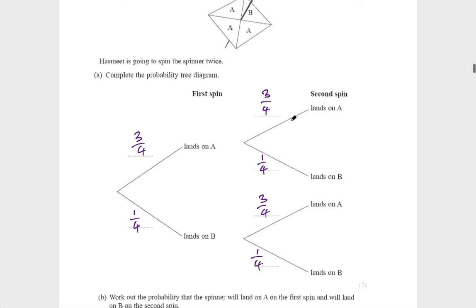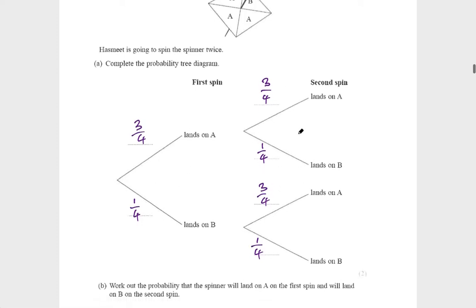So we're not working out the calculation of landing on A and then landing on A yet. That comes in later. All we're doing is the probability of each branch and making sure that everything on the branches adds to 1. So every pair of branches adds to 1, the probabilities.